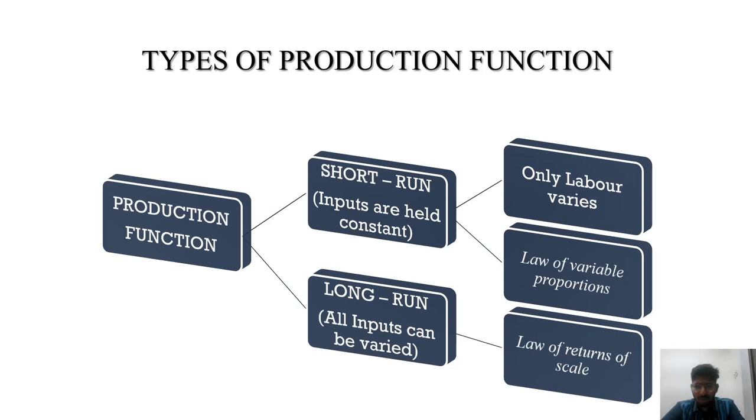And then the types of production function. The important concept here is the short run and the long run. Production function is classified into two broader classifications, namely short run and long run production function, respectively. The inputs are constant in the short run production function. The inputs are varied in the long run production function, though only labor varies in the short run production function. So the short run works on the law of variable proportions, whereas the long run production function is based on the law of returns to scale.